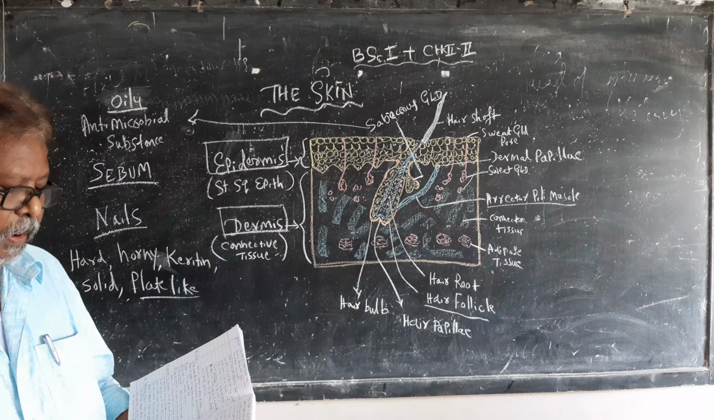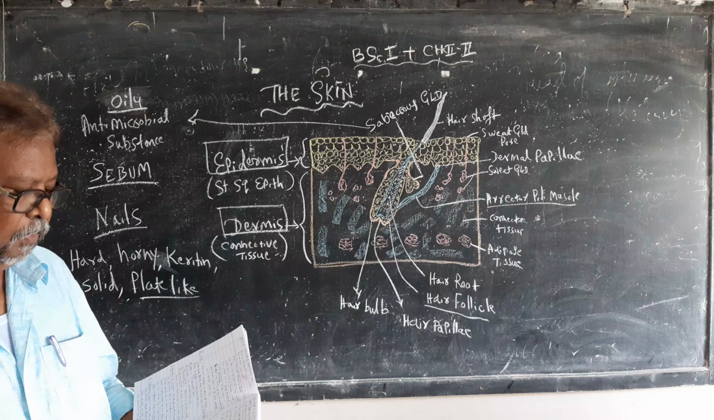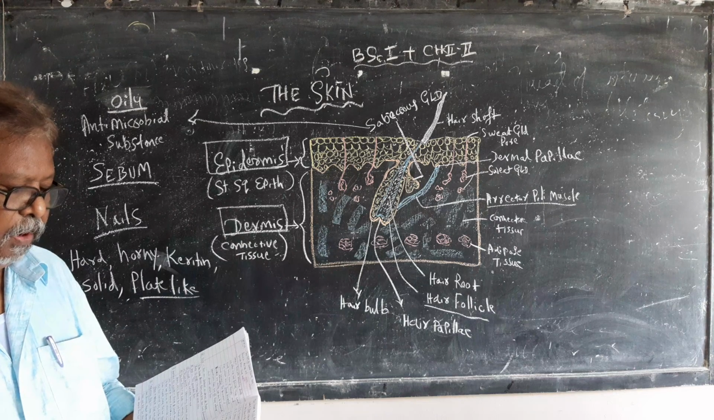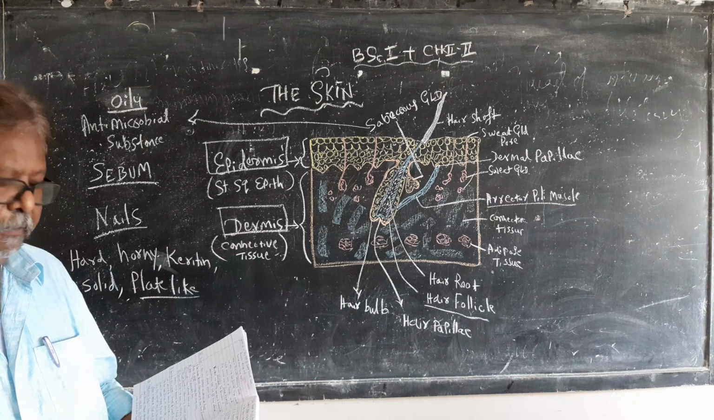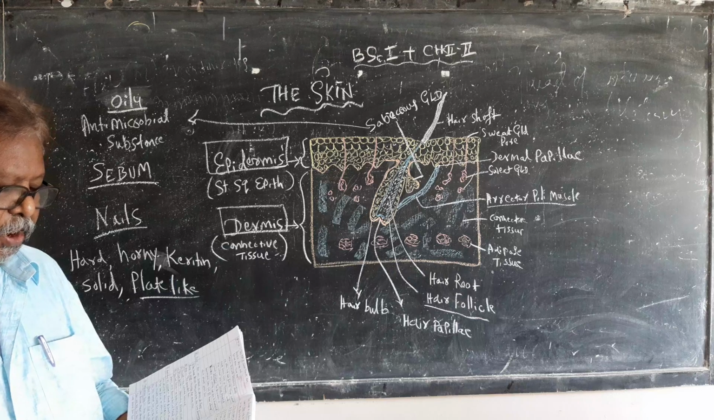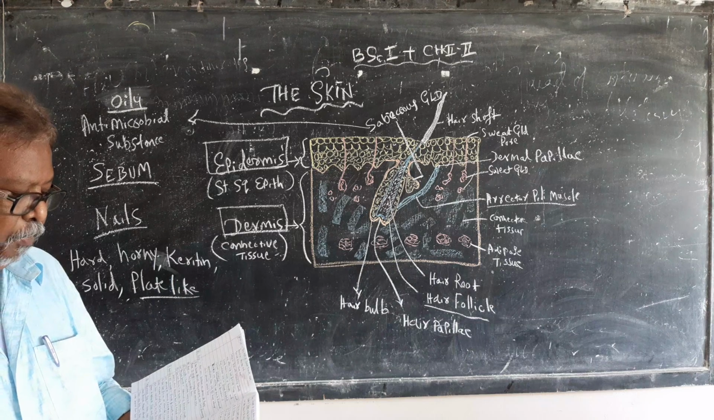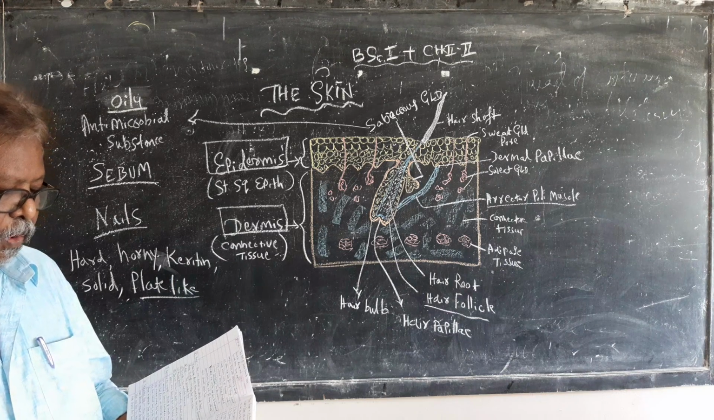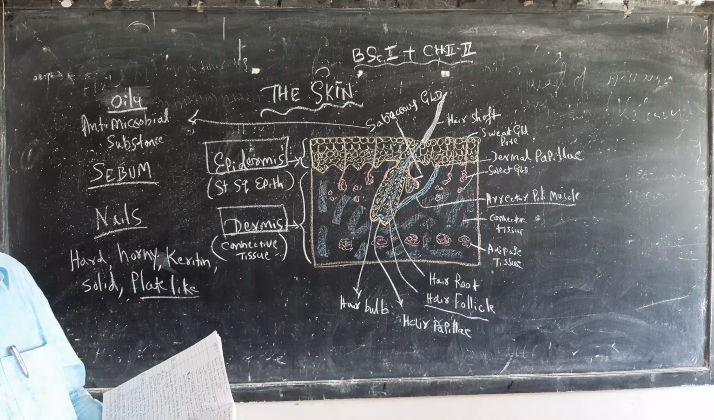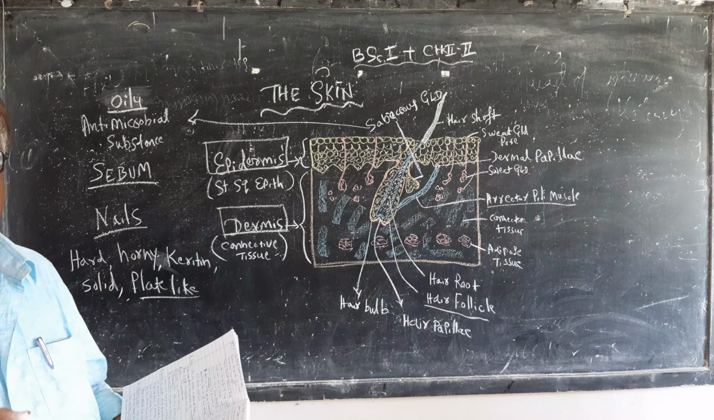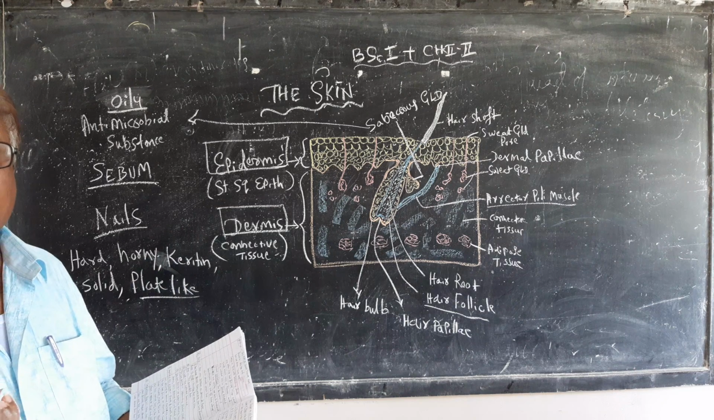They are a protective covering on the dorsal surface of the fingers and the toes. The main function of the nail is to provide a firm support for the fingertips. It gives a firm support to the fingertips.